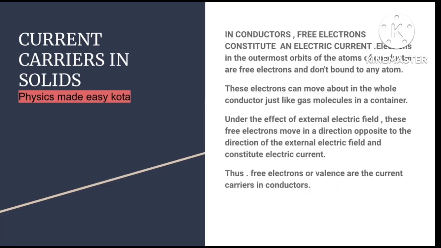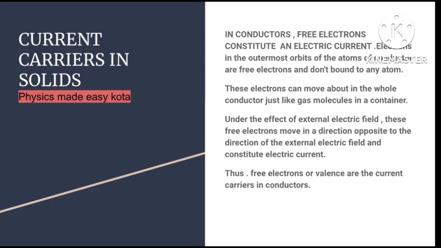For current carriers in solids like conductors, for example, we can take solids such as copper metal or silver metal. The free electrons constitute an electric current. Electrons in the outermost shell of the atom, known as the valence electrons, in a conductor are free electrons as they are not bound to any atom. These electrons are free, so they can move throughout the conductor just like gas molecules.